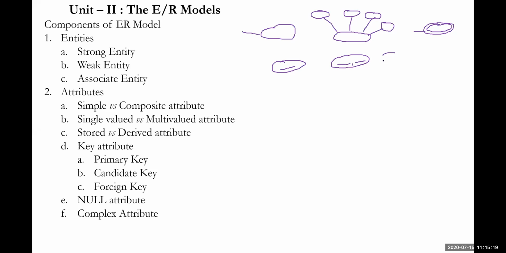And then for a foreign key attribute, this is the way to specify it. A double underline must be specified by you. And a complex attribute is something like this.